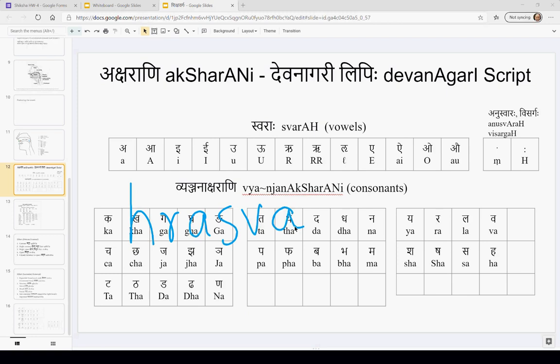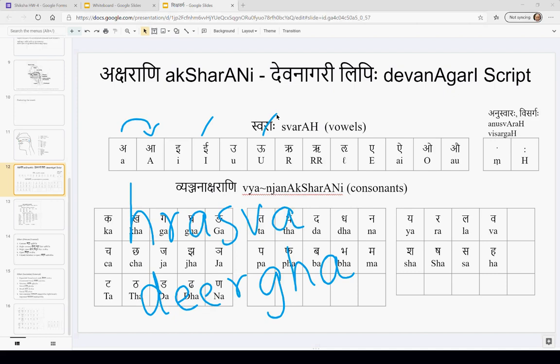And double that amount, we get the dirgha sounds. So double the amount, it's about 0.85 or about 1 second, and then E, then U.